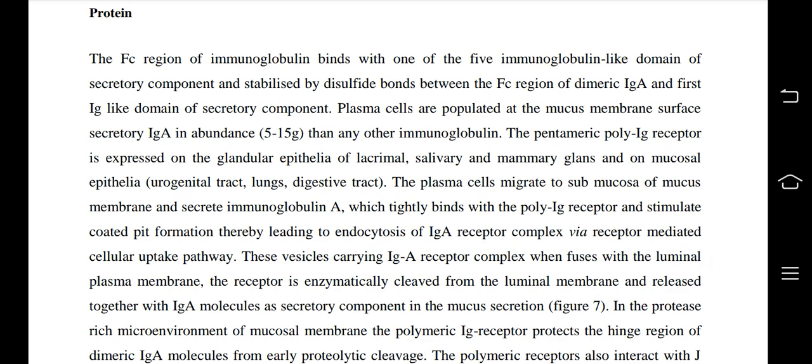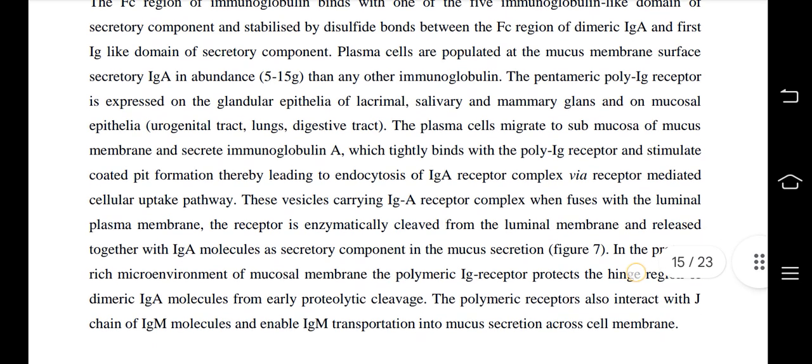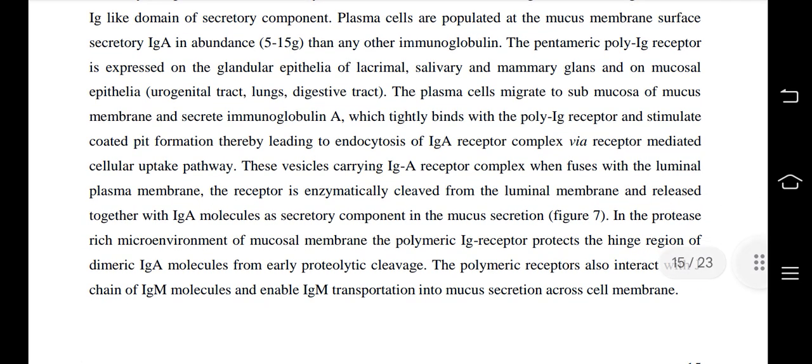Then the plasma cells migrate to the submucosa of the mucous membrane and secrete immunoglobulin A, which tightly binds with the poly-Ig receptor and stimulates coated pit formation, thereby leading to endocytosis of the IgA receptor complex via the receptor-mediated cellular uptake pathway. When these vesicles carrying the IgA receptor complex fuse with the luminal plasma membrane, the receptor is enzymatically cleaved from the luminal membrane and released together with the IgA molecule as secretory component in the mucous secretion.